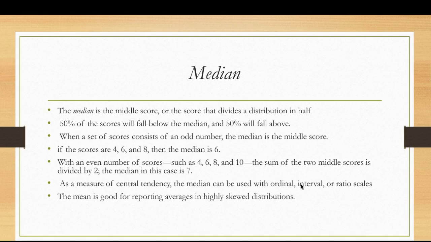The median is good for reporting averages in highly skewed distributions. Think of the homes in Austin. It would be much more helpful to know what the middle cost of a home is, as opposed to the mean, which has been skewed by all the millionaires and billionaires in the area.